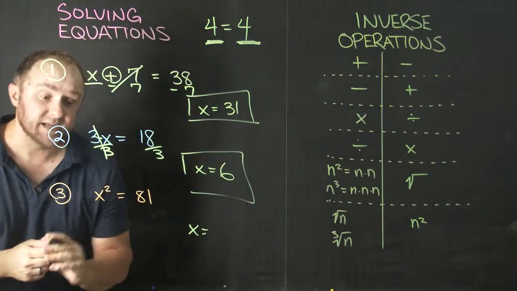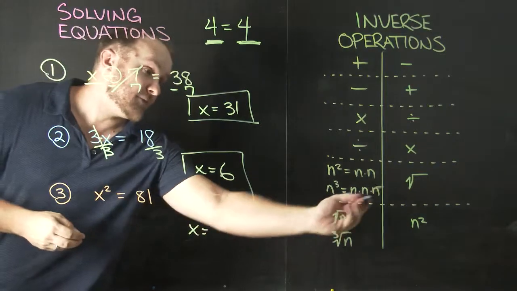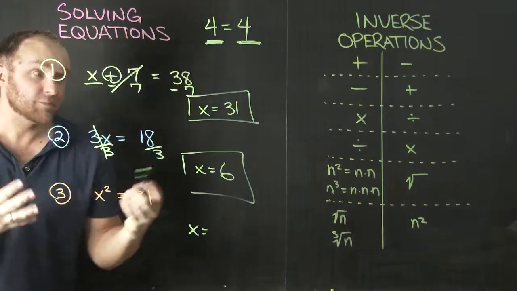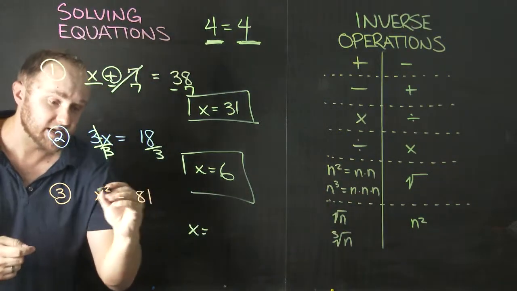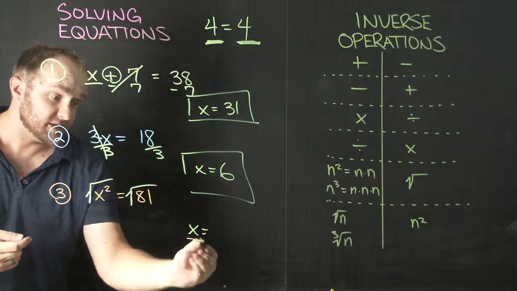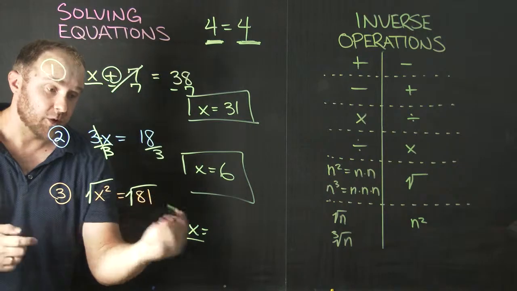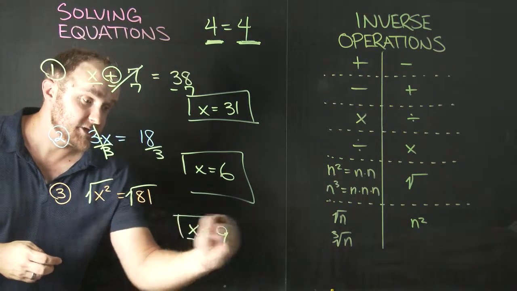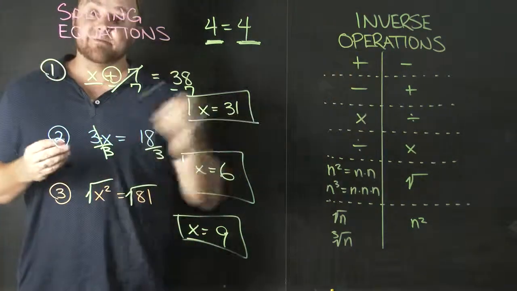And finally, in our last example, I have x squared, which is raising a number to a power. The inverse operation is taking a root. So in this case, I would take the square root of both sides. The square root of x squared is just x, which is what I want. And the square root of 81 is 9. So that's solving 3 simple problems using the inverse operations.